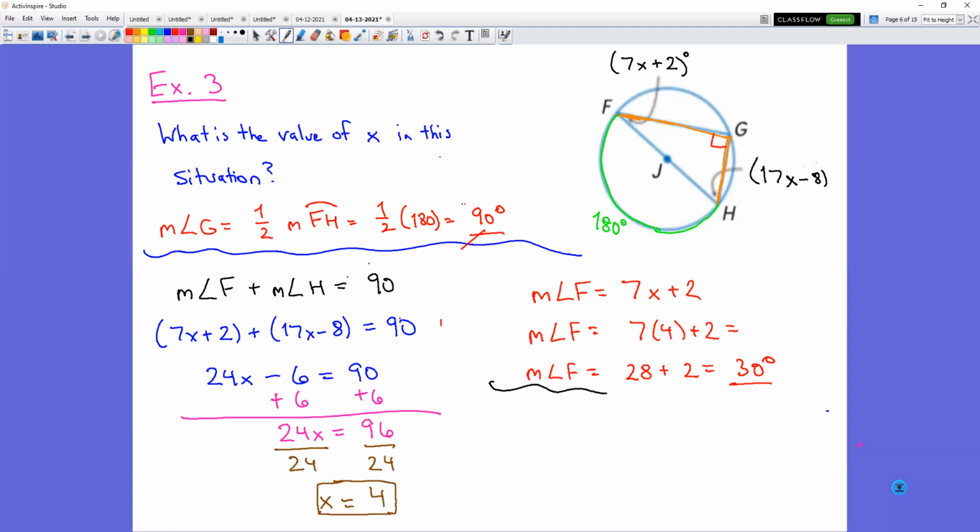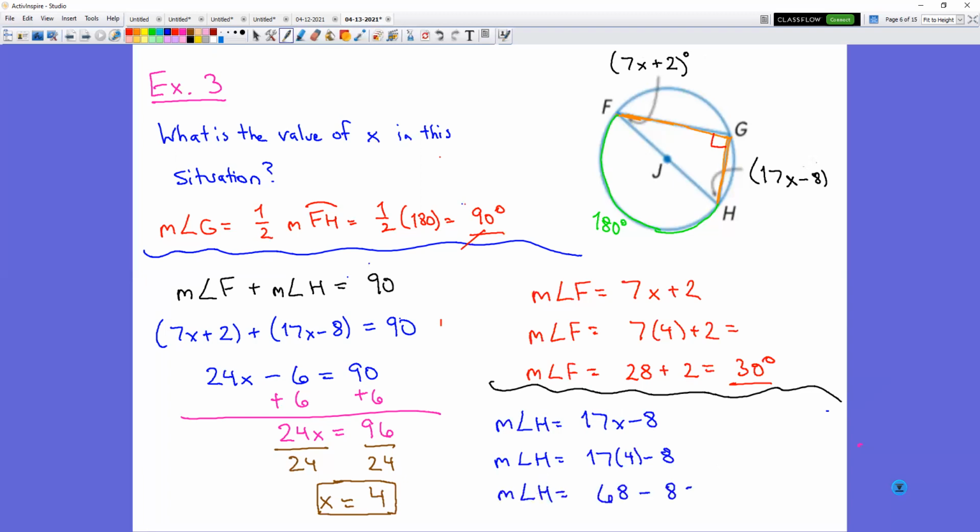And then, of course, you could also do the same for angle H. So angle H is going to be 17x minus 8. So therefore, it's going to be 17 times 4 minus 8. So we have 17 times 4 is 68, minus 8 is going to be 60 degrees. So therefore, the value of angle H, we don't need to box it in, but the value of H would be 60 degrees.